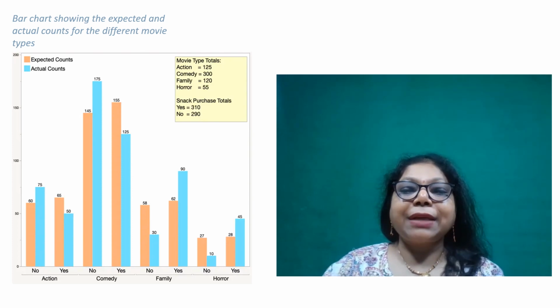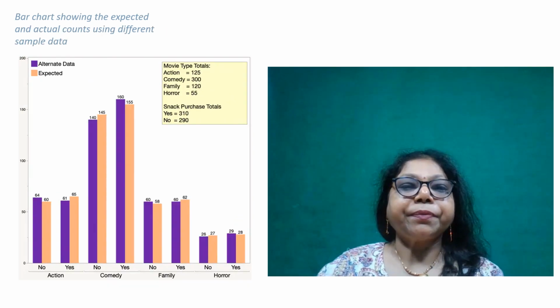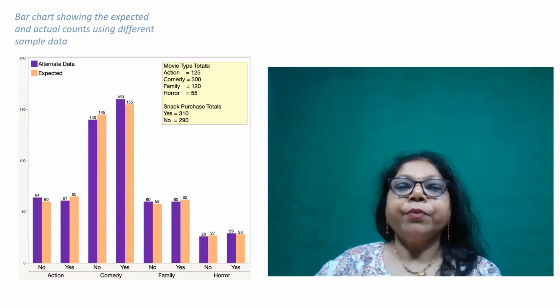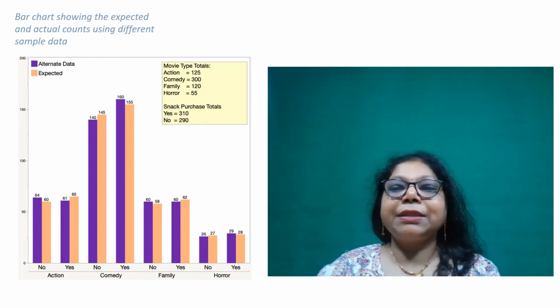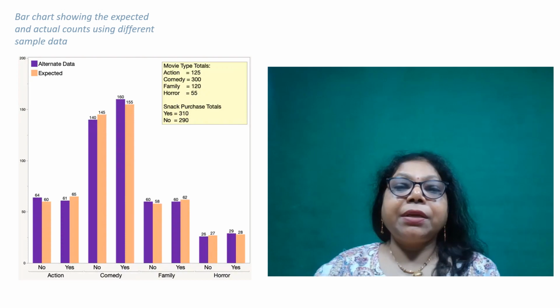Now, even without a statistical test, most people would say that the two variables are not independent. The statistical test provides a common way to make the decision so that everyone makes the same decision on the data. Now, the chart here shows the expected and the actual counts using different sample data about the movies and the snacks purchased. We can see that this data set has the exact same row and column totals for movie type and snack purchases, but the yes or no splits in the snack purchases are different.